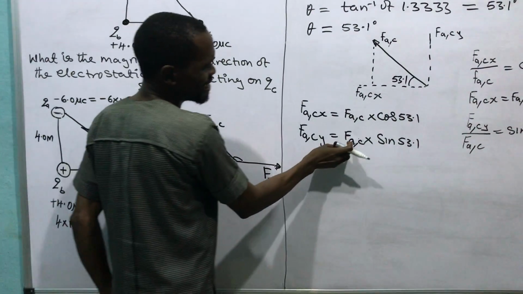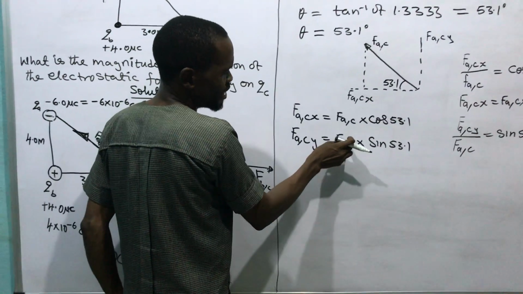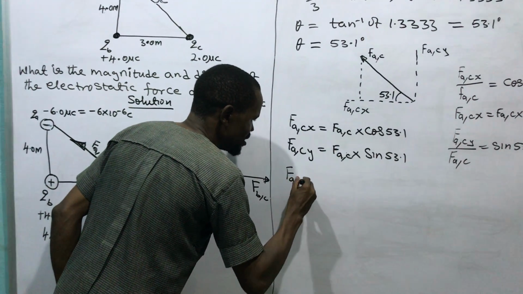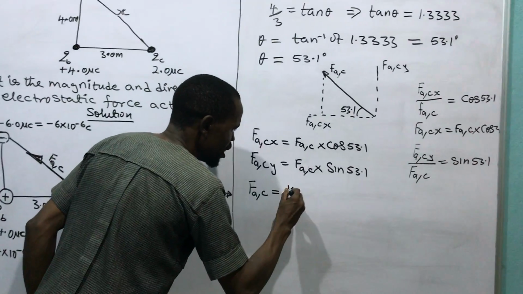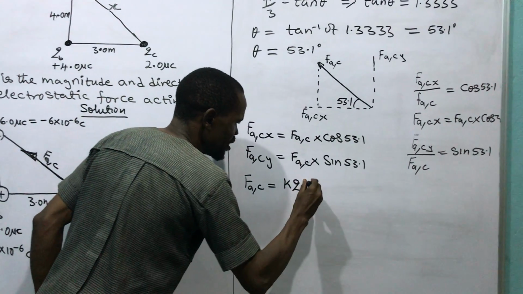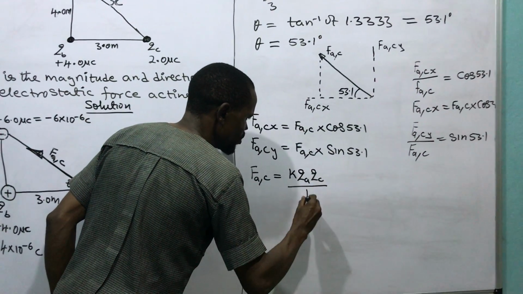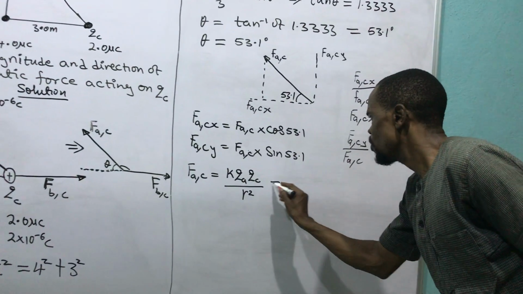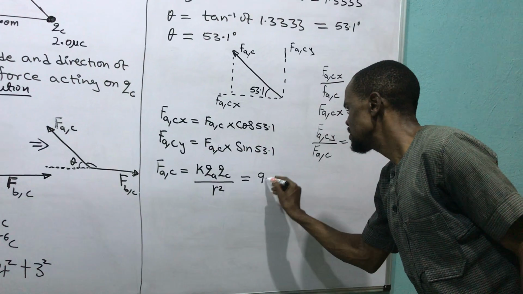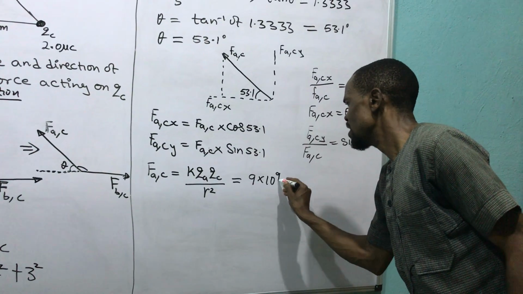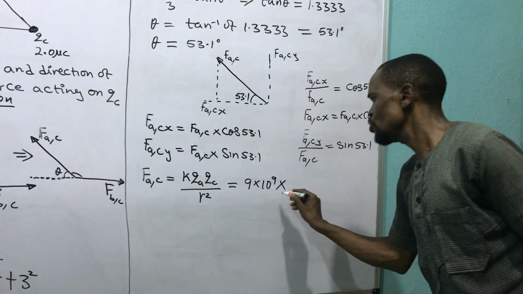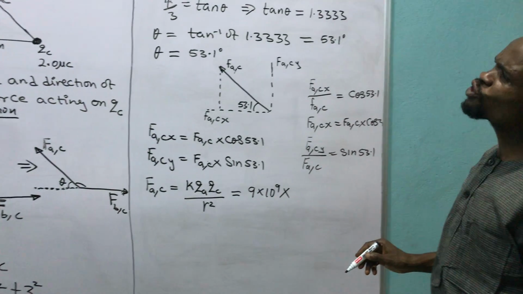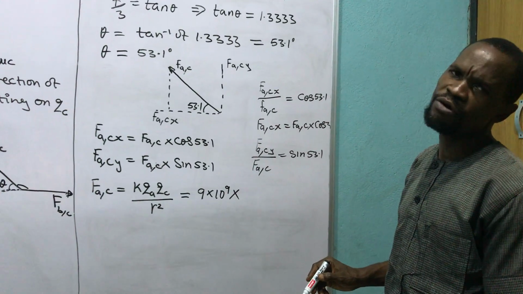Then that leads me to needing to know my FAC. I will now say that FAC equals K QC all over the distance of separation squared. And you remember that my K is 9 times 10 raised to power 9. That's for K, times QA. QA is given to me as minus 6.0 microcoulomb.